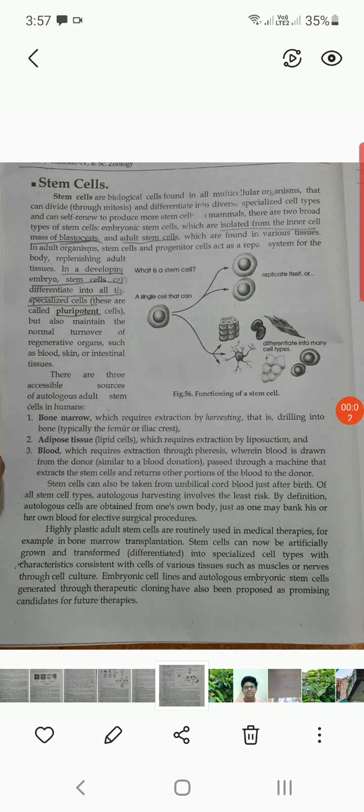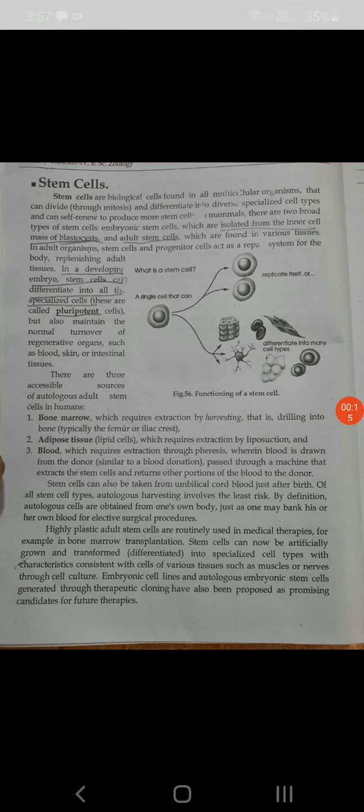Dear students, last time we had seen the placenta and their types. Now we go in detail. The next topic is stem cells. Now, what are these stem cells?